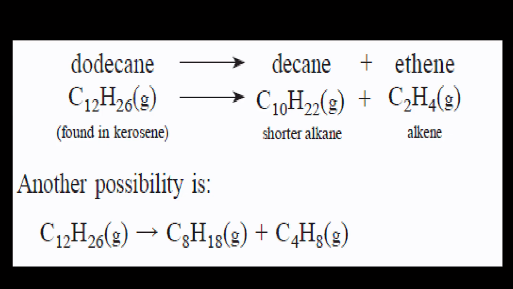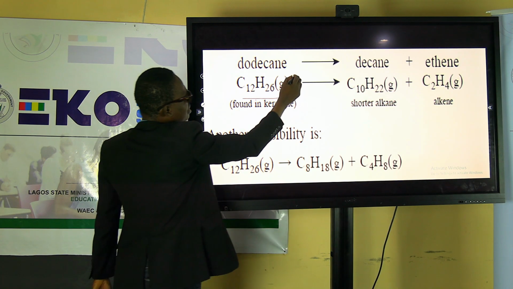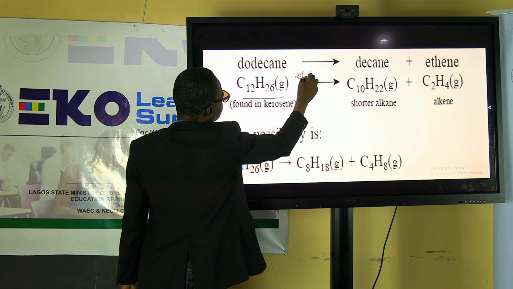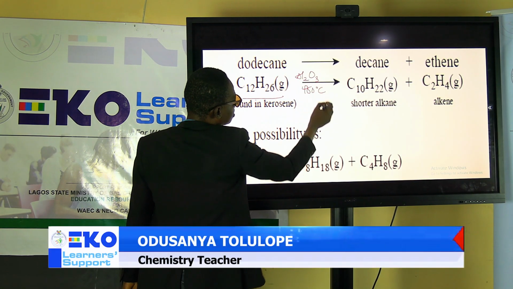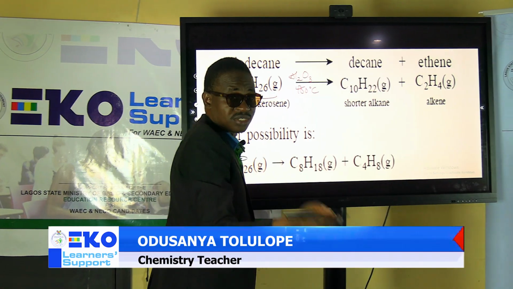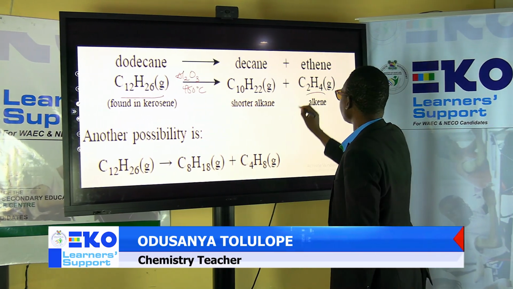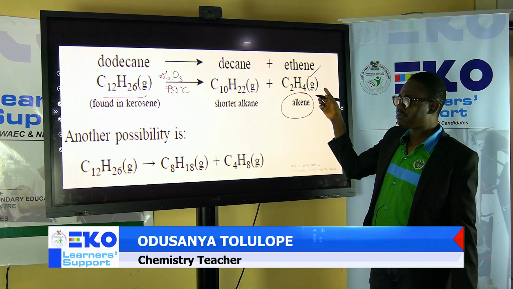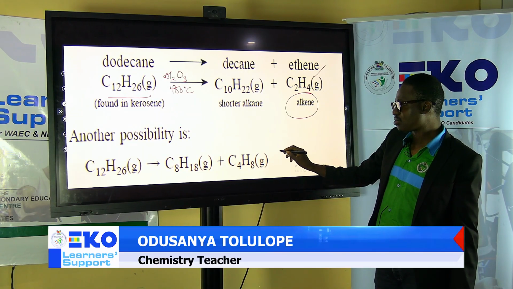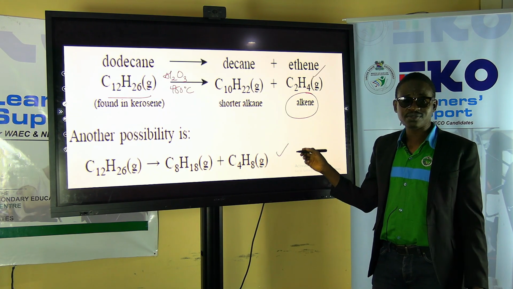So this is the heavy compound. Then you have Al2O3 at about 450 degrees Celsius. So what happened? This is the major product. So the major product is what? Ethene. It's very, very essential. Equally, you can go in this particular direction.